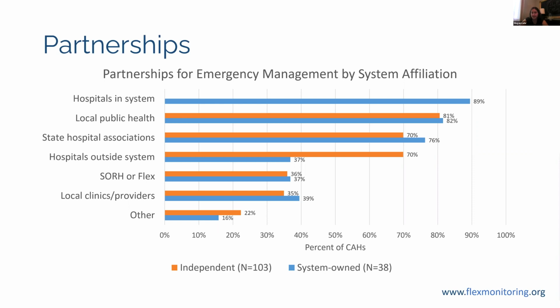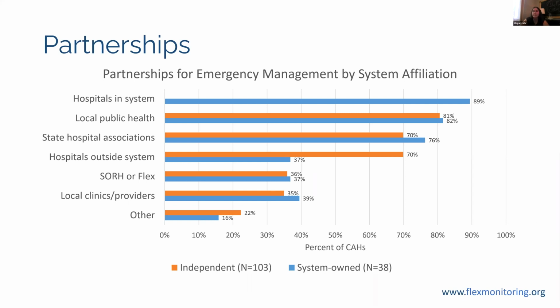State hospital associations, again, as state flex programs and folks working with them, we're not surprised by that. But great to see that those are resources that folks are working with and using. And I think especially with a lot of the legislation that impacted critical access hospitals during the pandemic, this makes a lot of sense. I think the hospitals outside the system, I think that was really great to see that, 70% of independent hospitals worked with other hospitals.